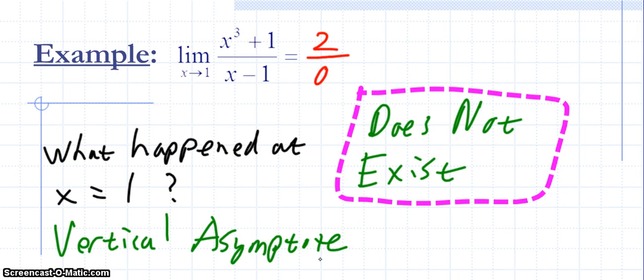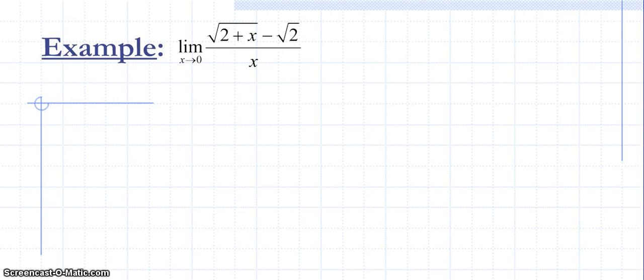Vertical asymptote at x equals 1. Therefore, the limit does not exist. Next one. This one's going to be a little more difficult. I'm going to see if you can get it on your own, though. Go ahead and try this. Unpause when you're ready to check.